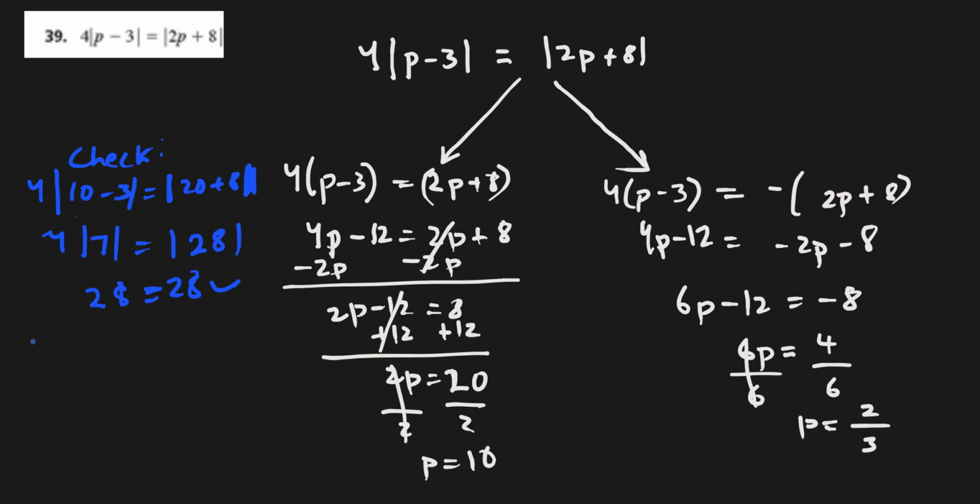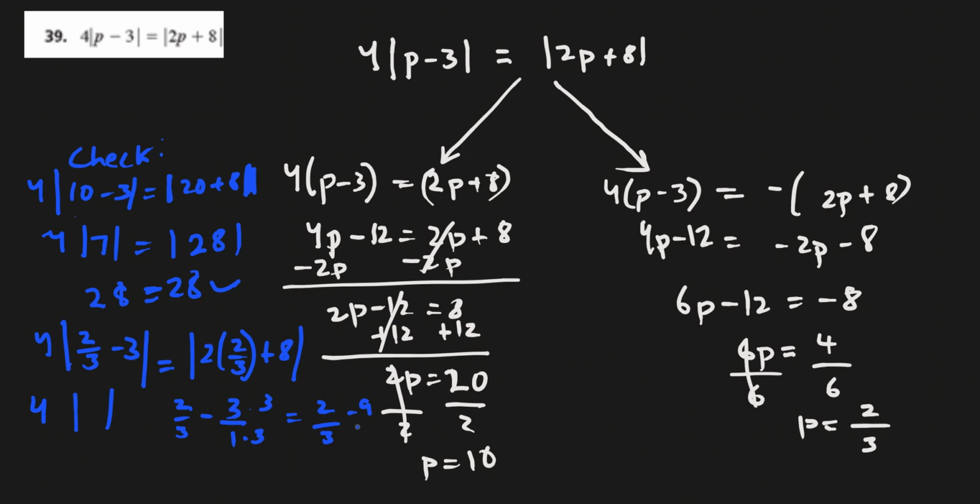If p is 2/3, does that work? Well, so let's see. 4 times 2/3 minus 3, all in absolute value, is equal to 2 times 2/3 plus 8, all in absolute value. 2/3 minus 3, what is that going to be equal to? We can write this as 2/3 minus 3 over 1, multiply by 3, multiply by 3. This is 2/3 minus 9/3, which is negative 7/3. That's what I wanted. Okay.